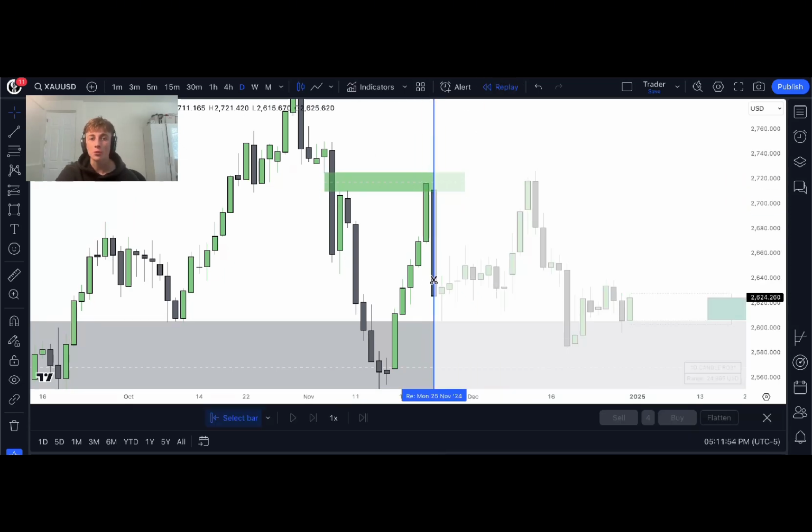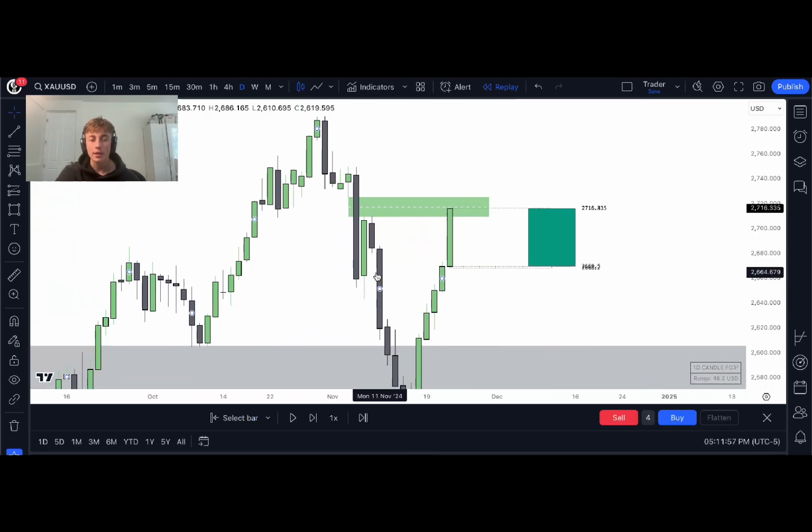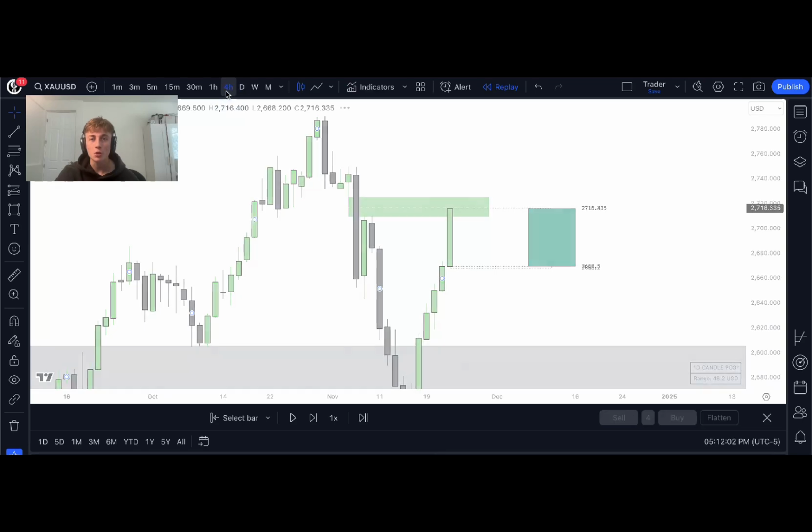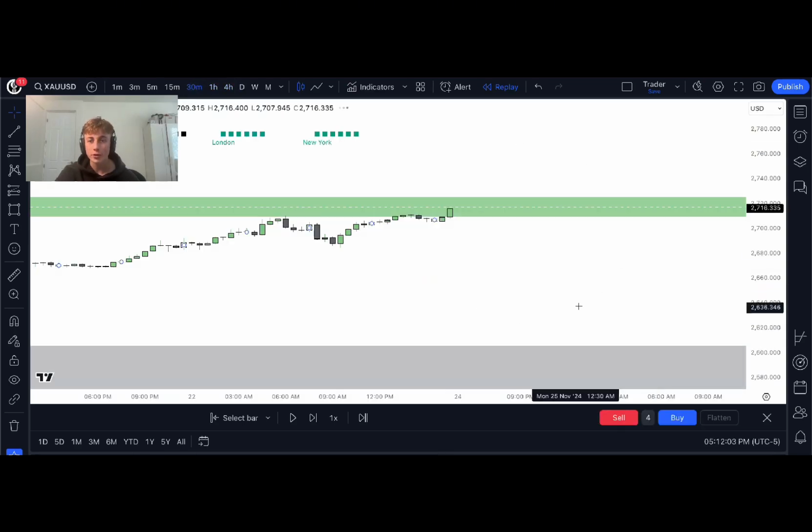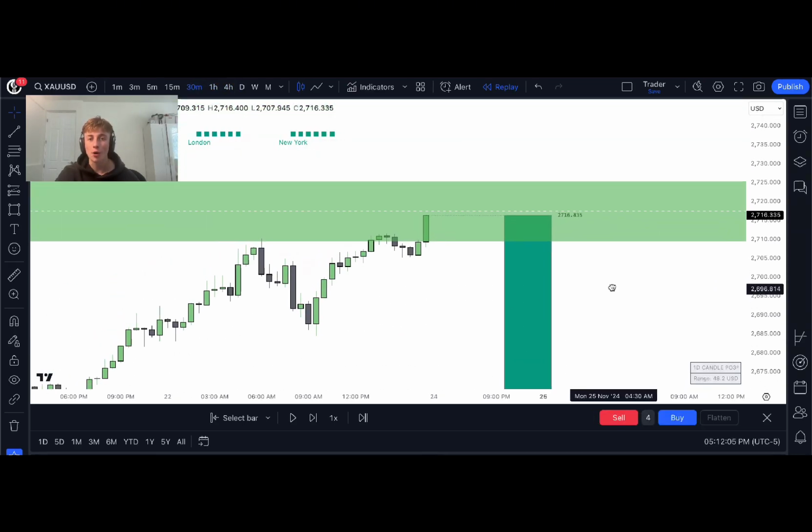So if you were to hop into the daily time frame right here, see the daily bias, you already know that the next day is going to be a bearish expansion. Then you can hop into the lower time frame, wait for your session, and then actually trade your model.